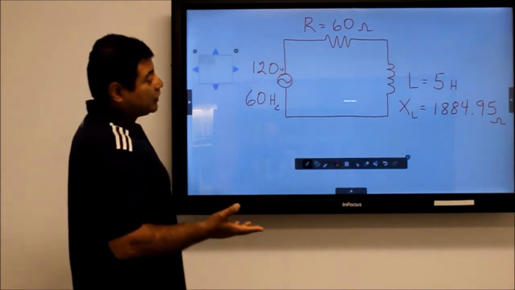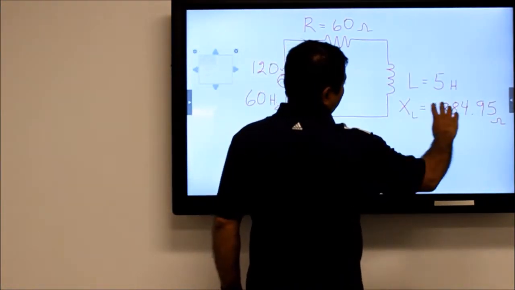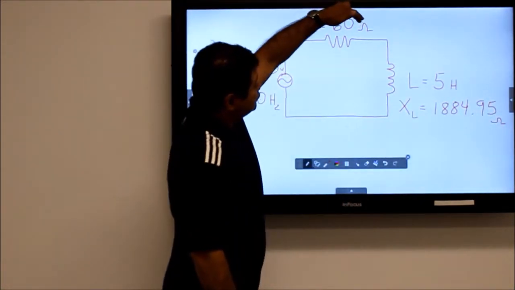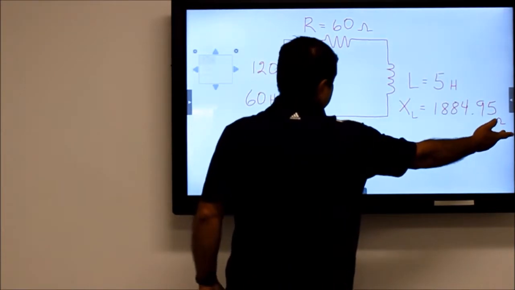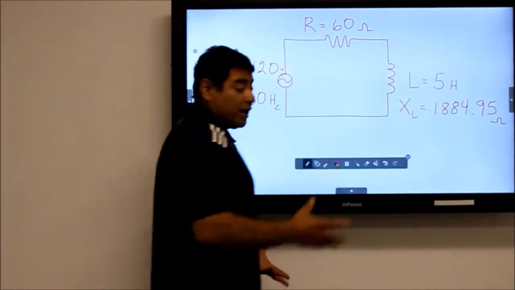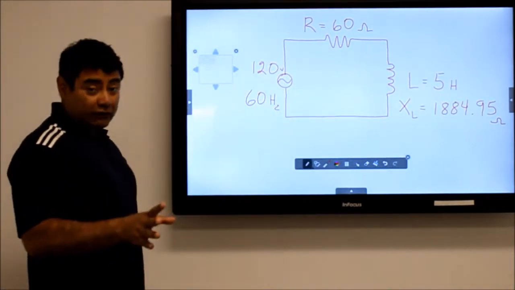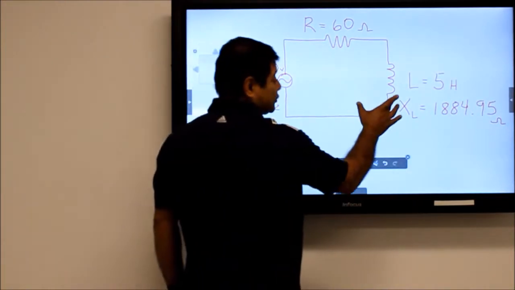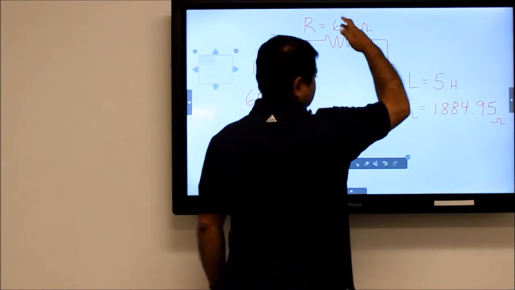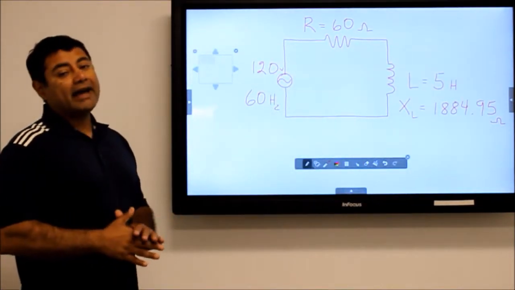So we go back to my circuit and I replace the inductor's henry value with an ohmic value. So now as you can see, I have ohms for the resistor and I have ohms for the inductive reactance. Now these two can be combined to get the overall resistance for the circuit. However, because this is not a resistor but an inductor, you cannot just add the ohmic values, 60 plus 1,884.95. You do not add them that way.